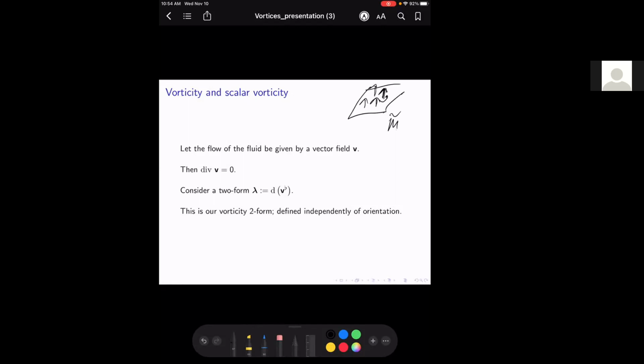We say that the flow of the fluid is given by some vector field V. Then, because our fluid is considered to be incompressible, the divergence of this vector field V is going to be zero. Now, we remember that our manifold is Riemannian. So we can do the following. Let us raise the index, I think I always confuse those. So we multiply it by a metric, turning it into a one form. And then we differentiate this one form to get a two form, which we denote by lambda. And this is what we call our vorticity two form. For orientable manifolds, it can be checked that Hodge star of lambda is going to be the coefficient here, the length of this vector, right?